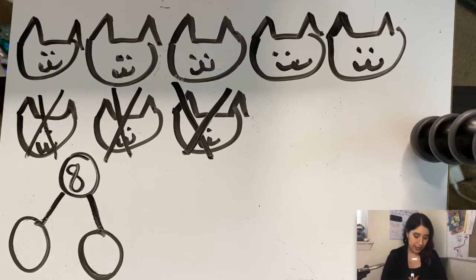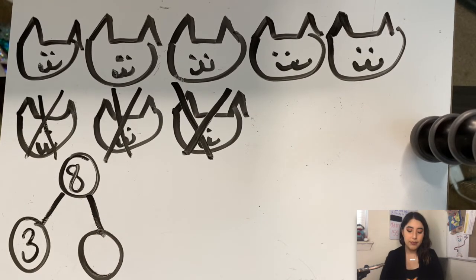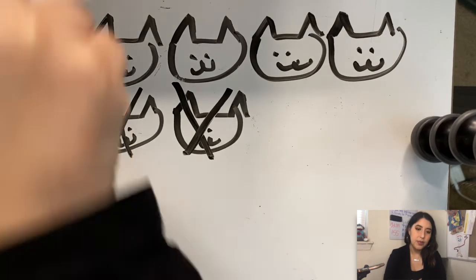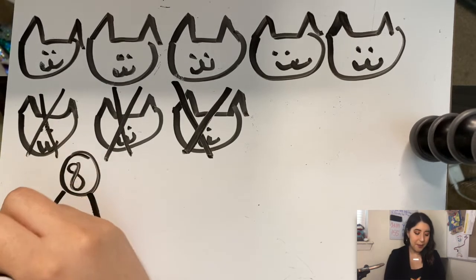Now, how many did we take away? 3. And how many are still there? 5. So what should we do in the number bond to the amount of cats we took away? Cross it out. Very good.